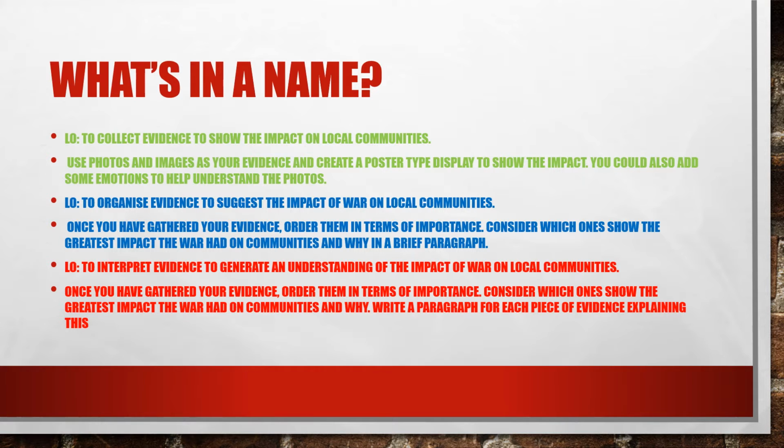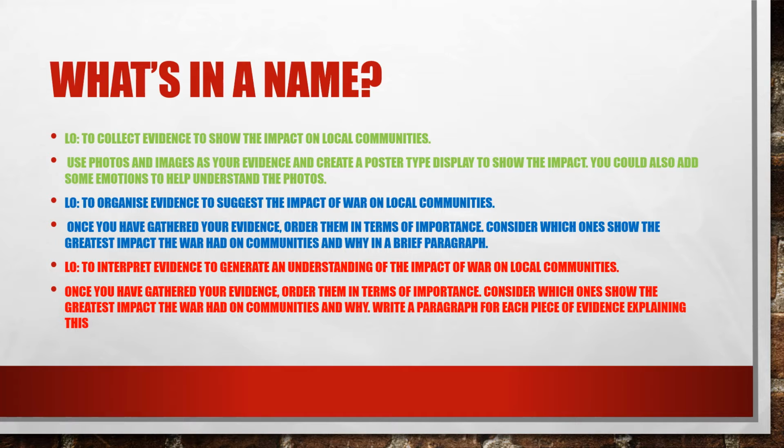Okay, so Green Group, you're going to be able to collect evidence to show the impact on local communities. To do this, you're going to use photos and other images as your evidence and create a poster type display to show the impact. You could also add some emotions to help understand the photos. So you might put things like devastating or upset or angry or anything else that might help us to build up that picture of what it was like in the local communities during World War II.